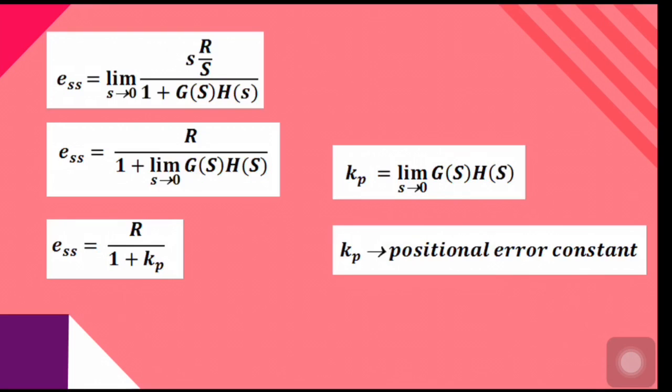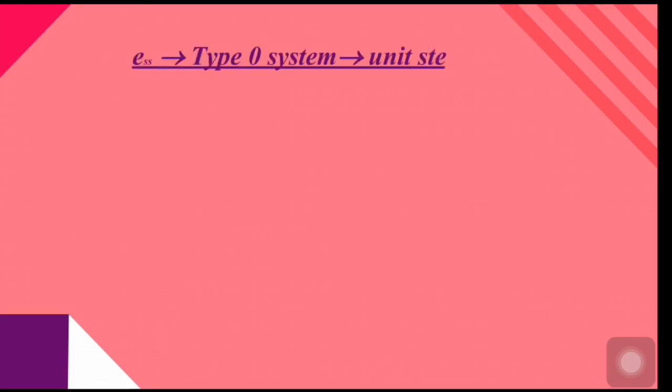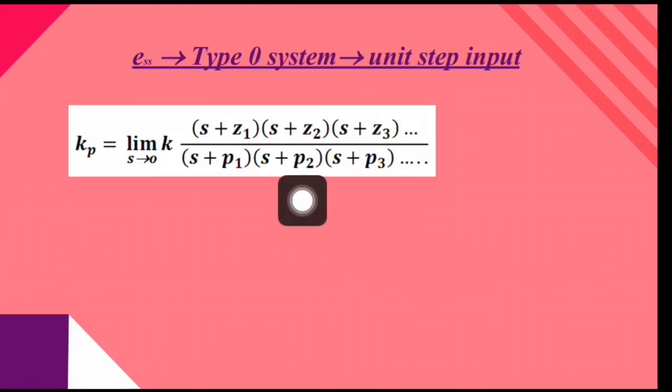Now, what we are going to do is consider different types of systems and find out the corresponding steady state error for unit step input signal. Let us first consider type 0 system. As I said to you earlier, in type 0 system, the number of poles of loop transfer function lying at origin is 0. Hence, our loop transfer function G(s)H(s) becomes (s plus z1) into (s plus z2) into (s plus z3) etc. divided by (s plus p1) into (s plus p2) into (s plus p3).